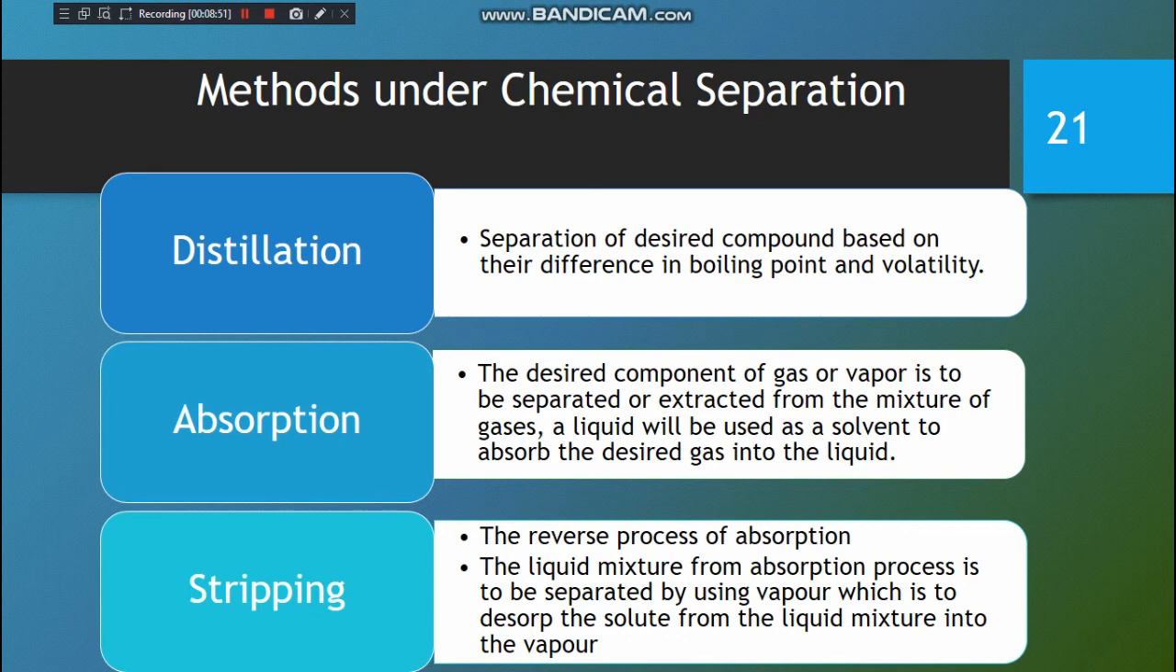In other words, stripping or desorption is the reverse process of absorption, whereby the liquid mixture from the absorption process is separated by using vapor, which dissolves the solute from the liquid mixture into the vapor. This is done in order to regain the liquid solvent to be recycled or reused for the absorption process. So gas absorption and stripping are very related to each other.